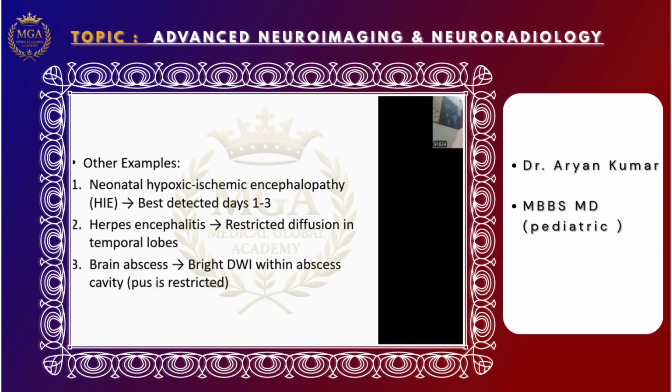We can use diffusion weighted imaging in other scenarios, like in a newborn child, in the first week, after 1 to 3 days, we can order diffusion weighted imaging on MRI. Also in herpes encephalitis and brain abscess. So these are the places where diffusion weighted imaging is required. Next time whenever you order an investigation on MRI, you can write in detail that you want diffusion weighted imaging. Technology is already updated, so you should not just say it, but you should know what this is.